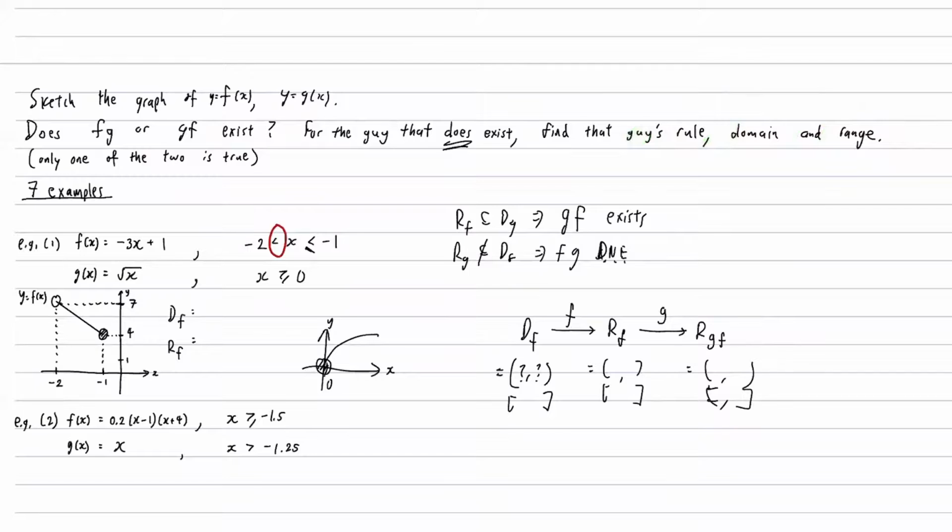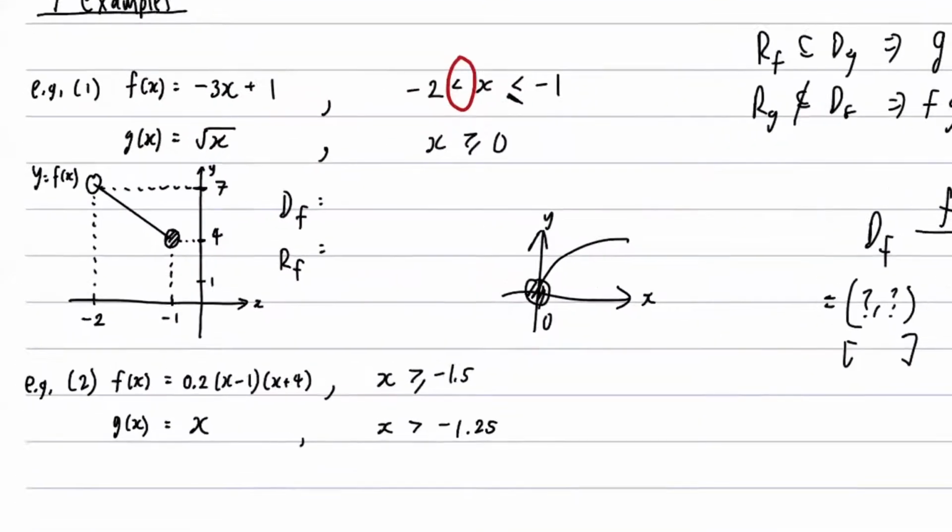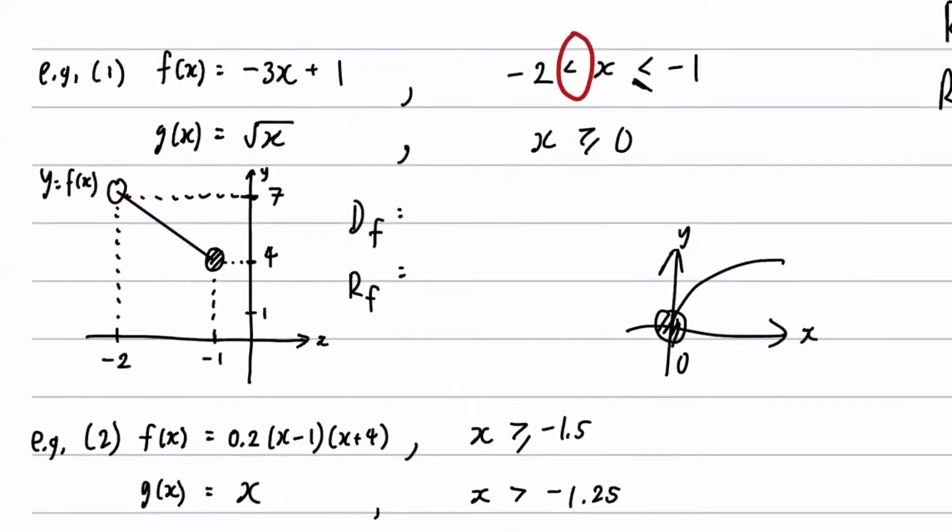Okay, let's look at the first example. We have f of x equals -3x plus 1. g of x is square root of x. The corresponding domain for f is -2 less than x less than or equal to -1. The corresponding domain for g is x more than or equal to 0. So we draw the graph. Because there is a strictly less than for -2, over here you draw an empty circle. But here there's an equal sign, so you have to draw a solid circle.